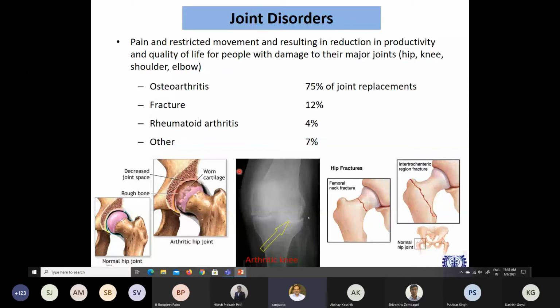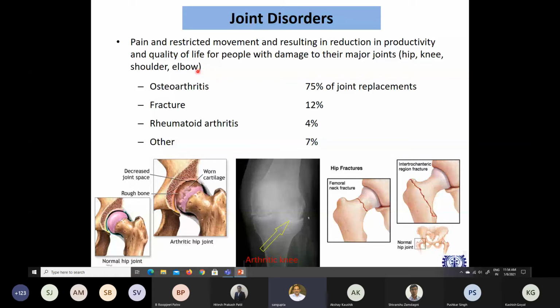So these are typically joint disorders, and they affect the quality of life to a great extent. And these are common in the hip, knee, shoulder, and elbow. Apart from these four joints, degenerative diseases also set in in the spine, in the lumbar spine, also sometimes in the cervical spine, that is, the vertebral column.